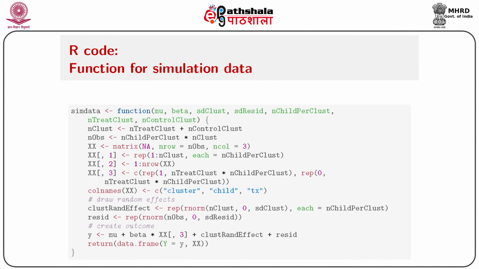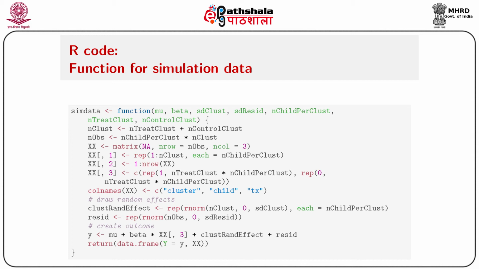First I am generating the simulated data, just specify the values of mu, beta, SD cluster, SD residual, n child per cluster, n treatment cluster, n control cluster, and then n cluster equals n treatment cluster plus n control cluster. Then n observation equals n child per cluster times n cluster, and xx is defined as a matrix of NA, with number of observations as rows and 3 columns.